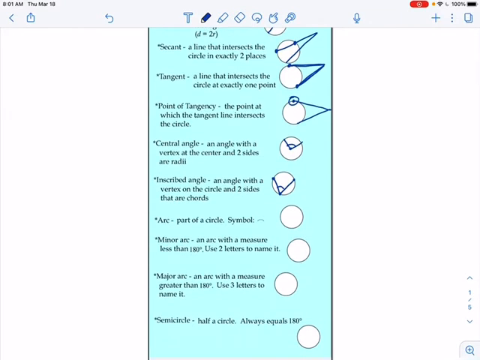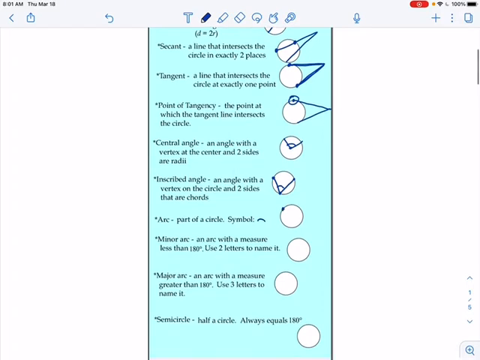Okay, an arc is any part of a circle, and you use this little arc symbol to represent that. Okay, so if I want arc BC, that's arc BC right there. And to write that, you just put a little arc over the top of B and C. Okay, a minor arc is an arc with a measure that's less than 180 degrees, and you're only going to use 2 letters to name it. So remember, there's 360 degrees in a circle. So 180 is half of 360. So a minor arc has to go less than halfway around the circle.